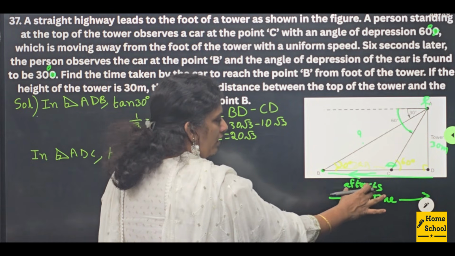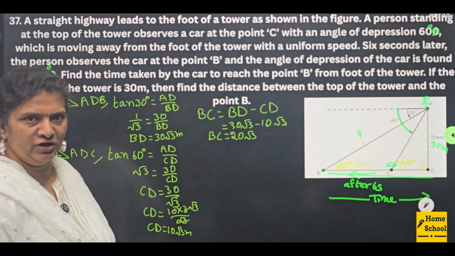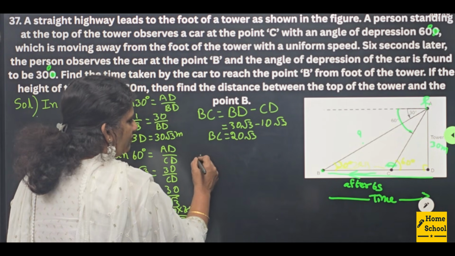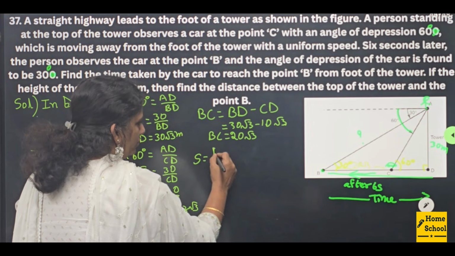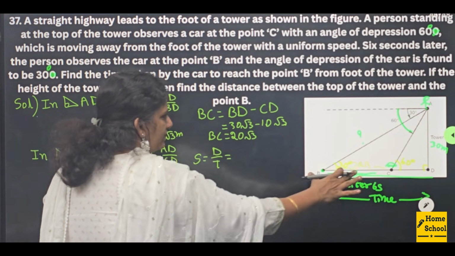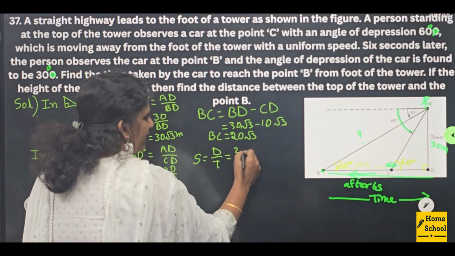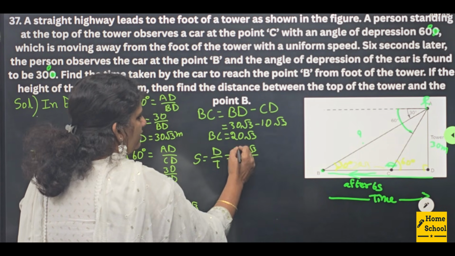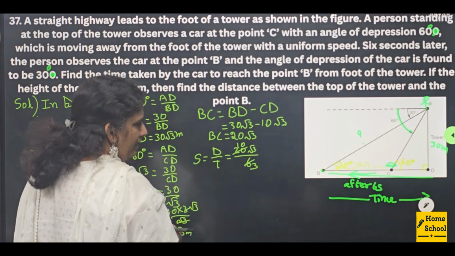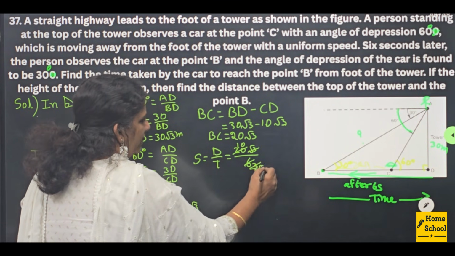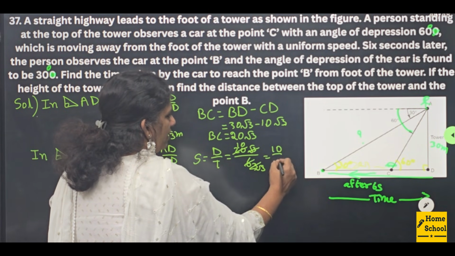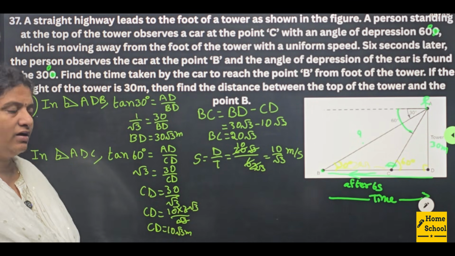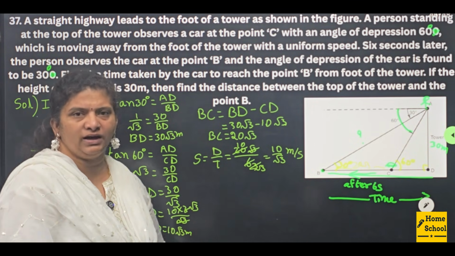Now, we know that after 6 seconds time, but what is the speed we don't know. So, let us calculate the speed of the car. S is equal to distance by time. This distance is 20 root 3 by time 6 seconds. Cancel 2 tens, 2 threes and again root 3 times. That will be 10 by root 3 meters per second is the unit. We know now the speed of the car.